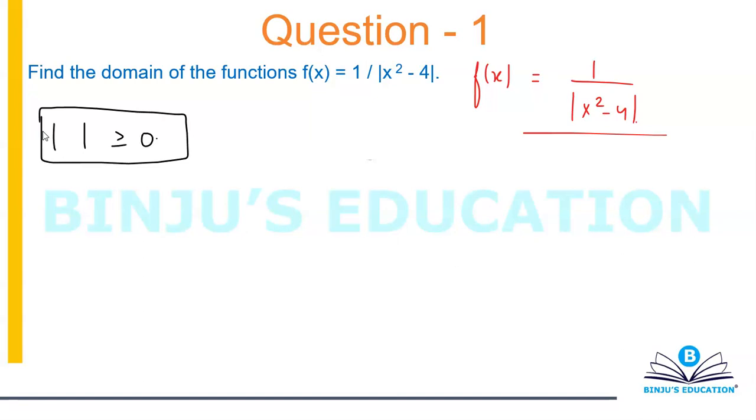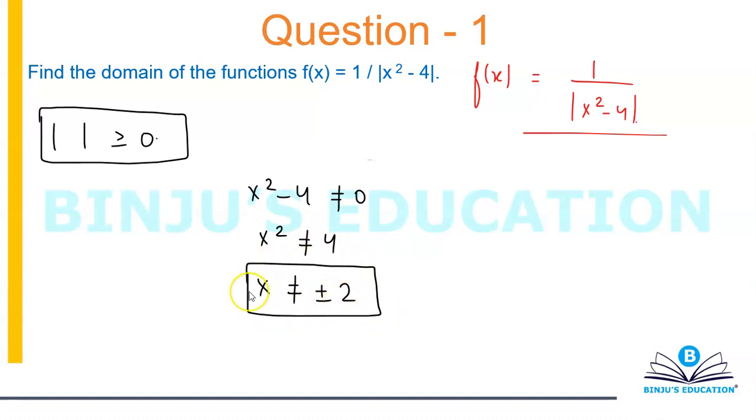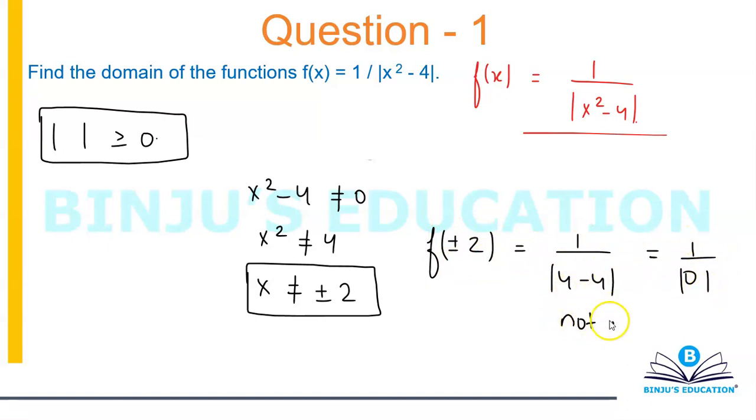So in this case, I just need to ensure one thing, that is x square minus 4 should not be equal to 0. Which means x square should not be equal to 4, which means x should not be equal to plus minus 2. Because when x is plus minus 2, then x square minus 4 will be equal to 0. Let me write that. The output f of plus minus 2 will be equal to 1 over mod of 4 minus 4, which is 1 over mod of 0, which is basically not defined.